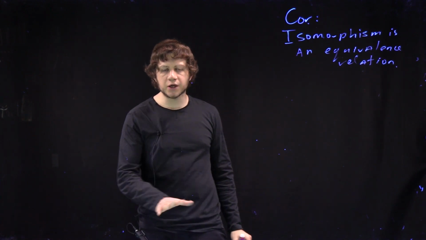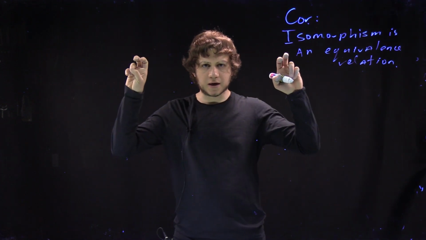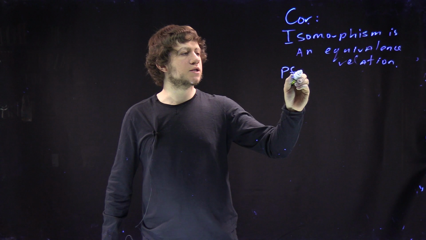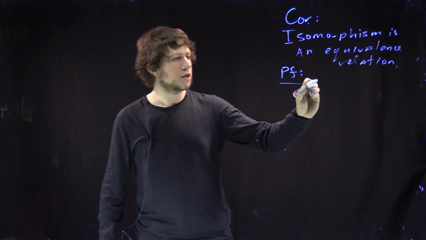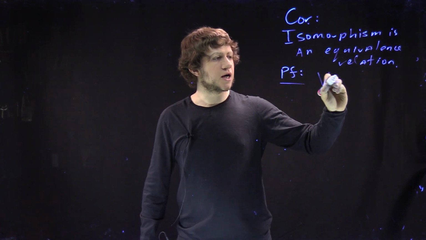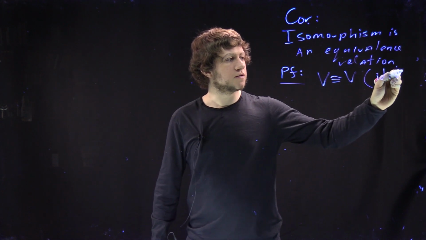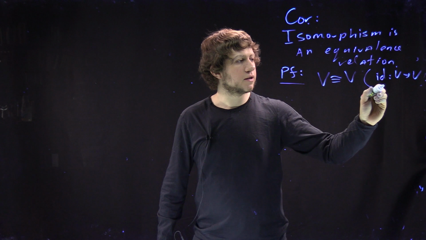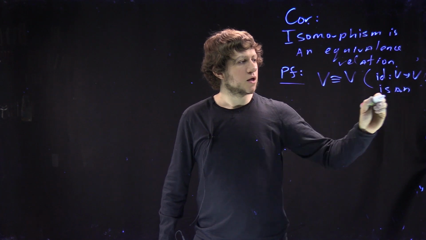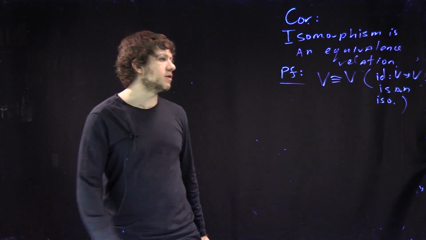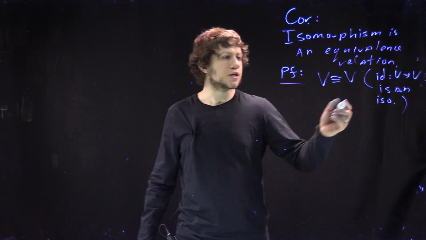So again, equivalence relation is something you think of as a different notion of equality between spaces. And the proof is, remember, there are three properties. So V is isomorphic to V, just because there is this identity map, which sends V to V, and this is clearly an isomorphism, because we already discussed it's linear, and obviously it's a bijection.